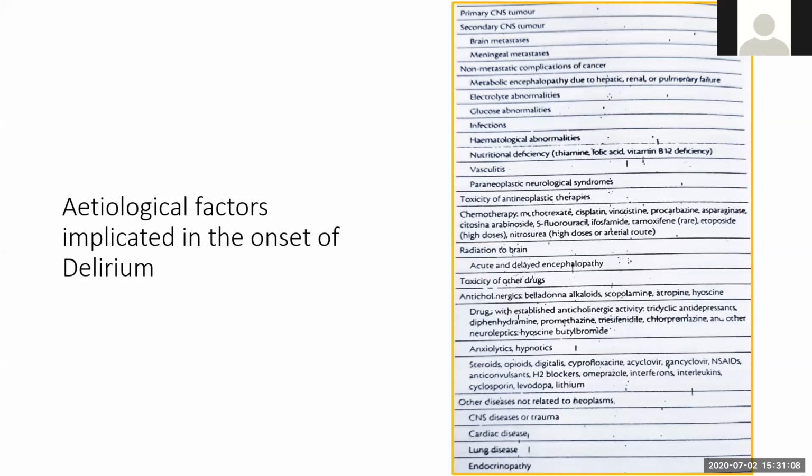Then radiation to the brain can cause acute or delayed encephalopathy. Toxicity of other drugs like anticholinergics, belladonna alkaloids, scopolamine, atropine, hyoscine. There are also other drugs with anticholinergic activity like tricyclic antidepressants, diphenhydramine, chlorpromazine, hyoscine butyl bromide. Now, some drugs like anxiolytics, hypnotics, or even steroids can cause such delirium in patients.